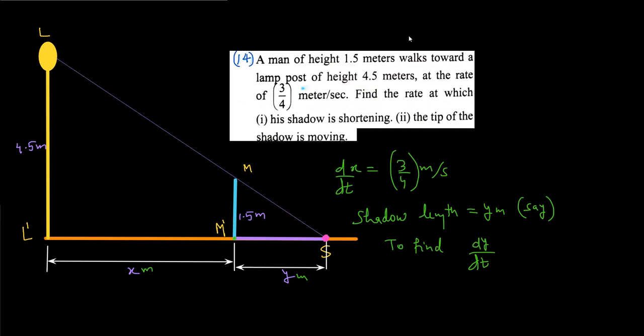When it comes to only the length of the shadow, remember, the length of the shadow is only from here to here. This is the length of the shadow. But when it comes to the tip of the shadow, the tip of the shadow is moving because this is changing. Remember, the man is walking, because of which the shadow is changing, because of which the tip of the shadow is moving. So here we'll have to find d by dt of x plus y.